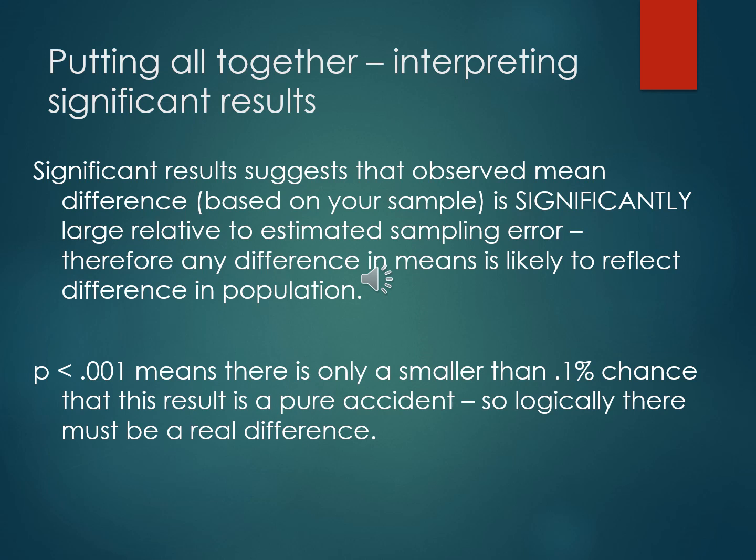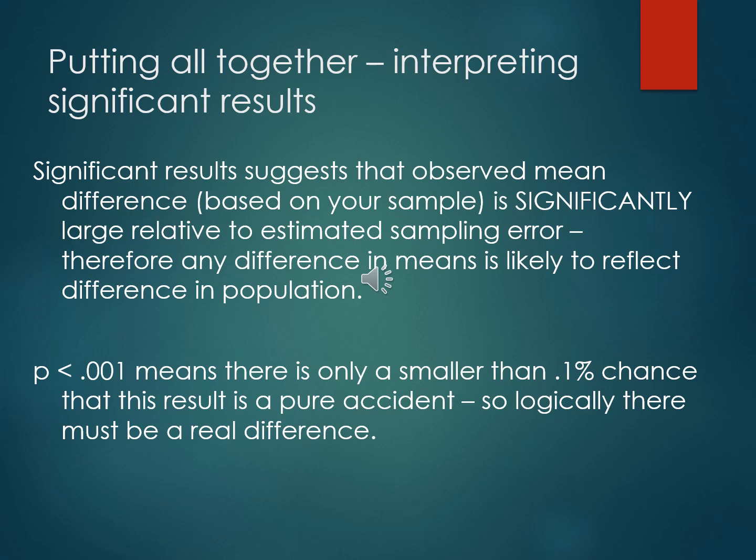Let's try to sum up. What's the point? What does a significant result mean? Significant results mean that the observed mean difference is significantly large relative to the estimated sampling error. Therefore, your decision is likely to be reliable. This means it's likely to reflect the actual difference in the population. Therefore, you are more likely to observe this on a consistent basis.